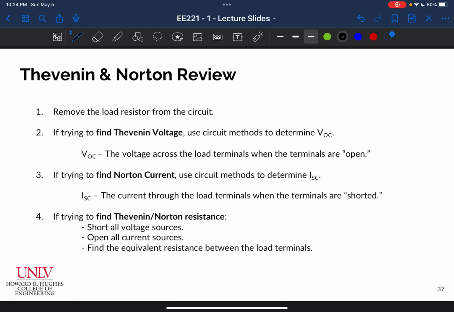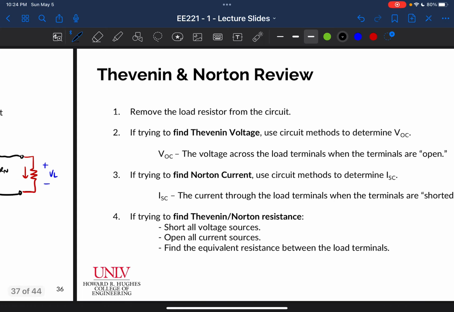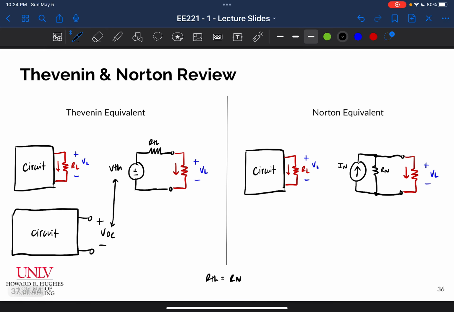If I'm trying to find the Norton current, I do the opposite, not the opposite, but instead of having the load open and trying to determine the voltage across it, I actually short these two terminals together, and then I try and determine the current through it. That is my short circuit current. Whatever I measure there, that is my Norton current, okay?